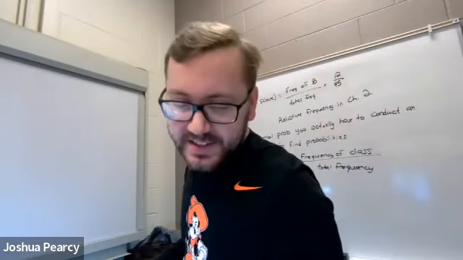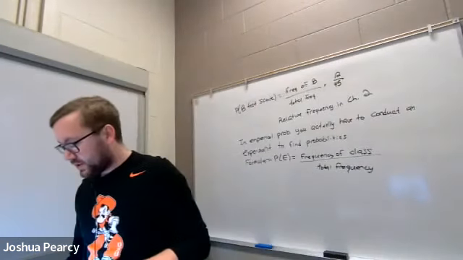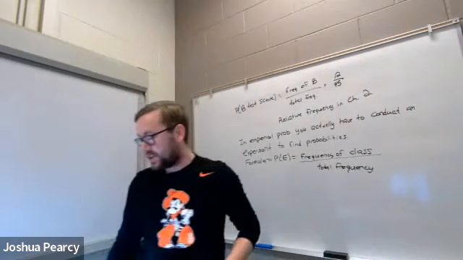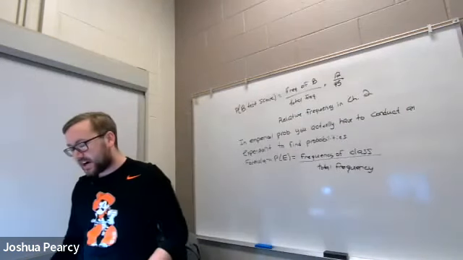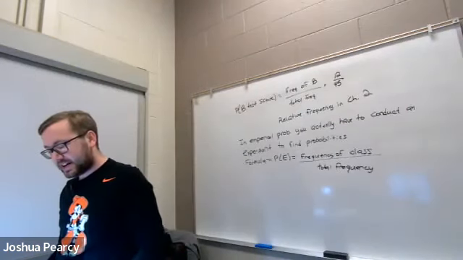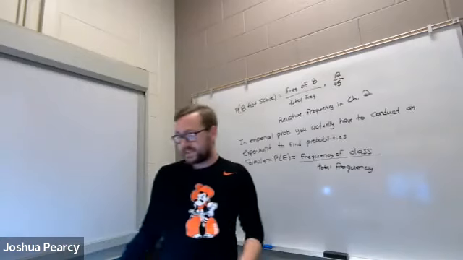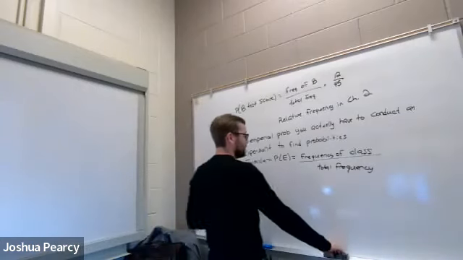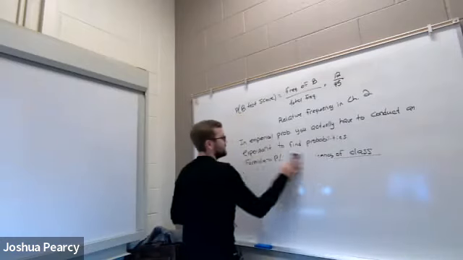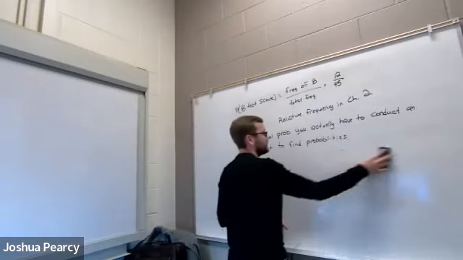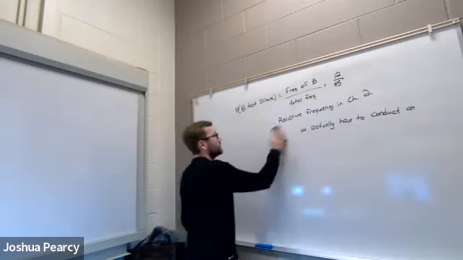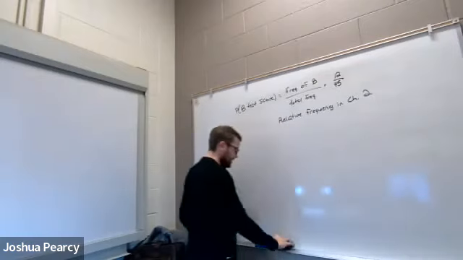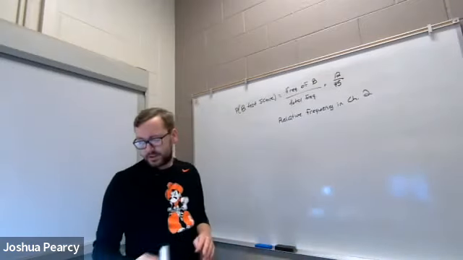So it says in a sample of 50 people, 21 had type O blood, 22 had type A, 5 had type B, 2 had type AB. Set up a frequency distribution. So what is it asking you to do? It's basically asking you to do what we did in chapter 2.